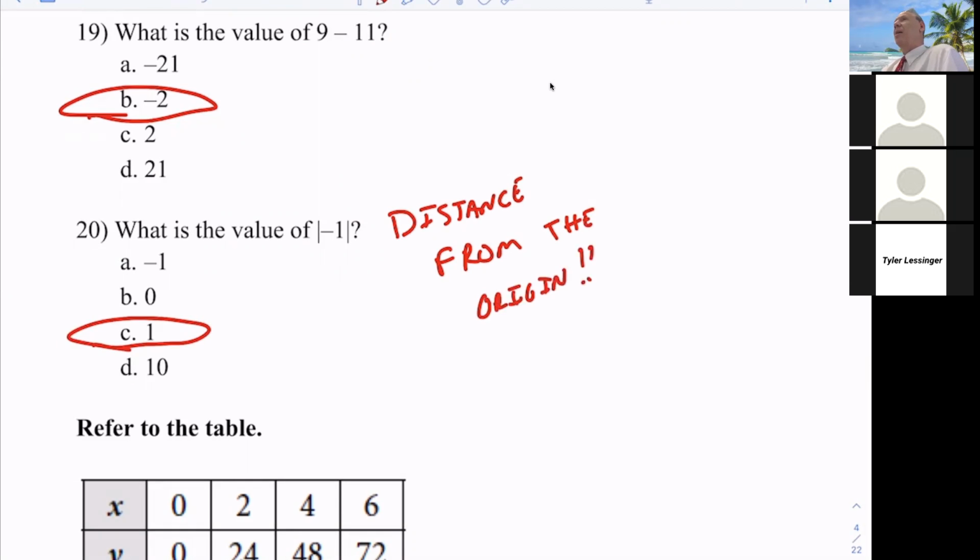And distance cannot be negative. Distance can't be negative, okay? Anybody have any issues with that?